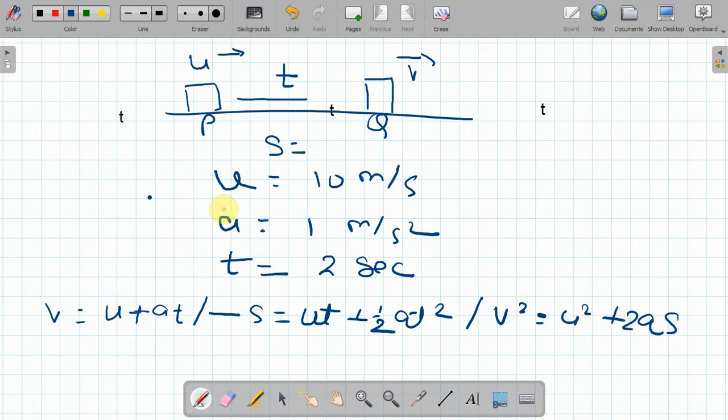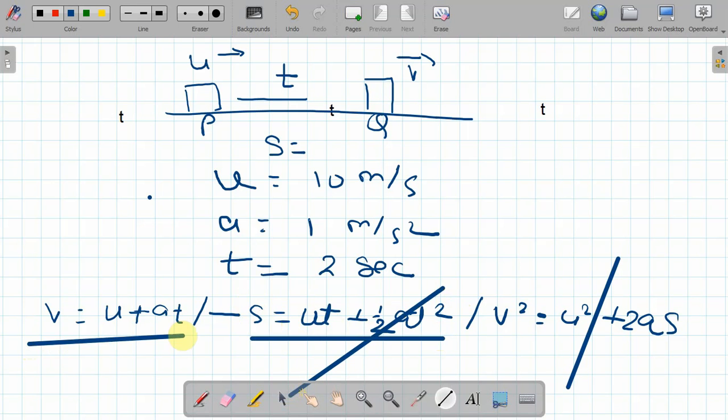Which equation should we use? Can we use the third equation, v square is equal to u square plus 2as, because we need to find the final velocity? No, we can't, because the displacement is not given. Acceleration and initial velocity are given, but displacement is not, so this equation is ruled out. Can we use the second equation to find the final velocity? No, because there is no expression of final velocity in it. So this is also ruled out.